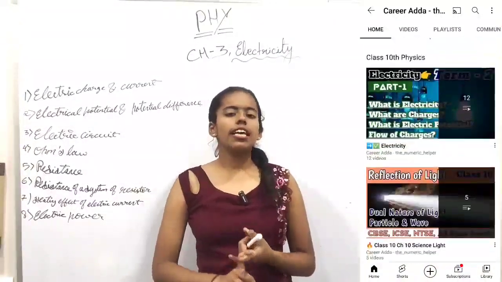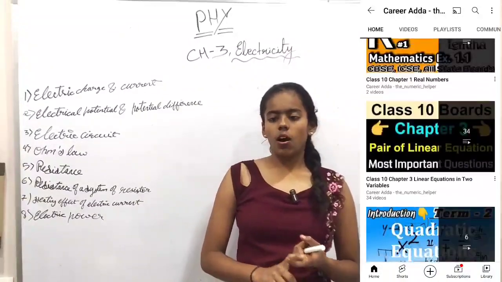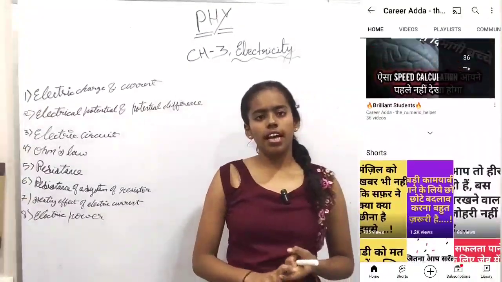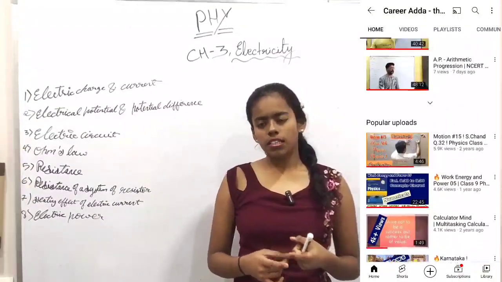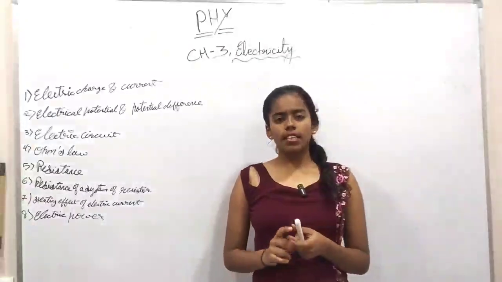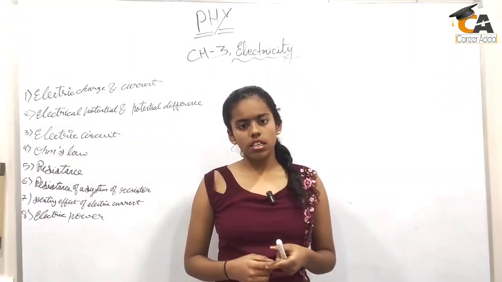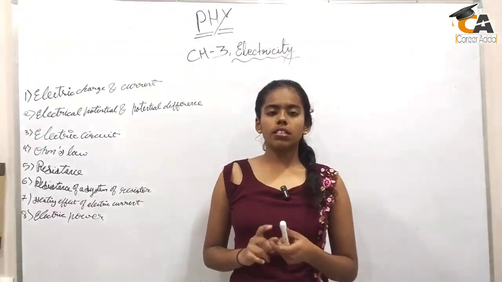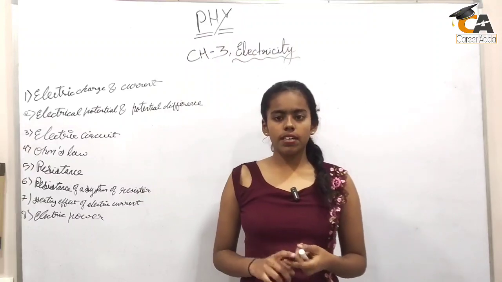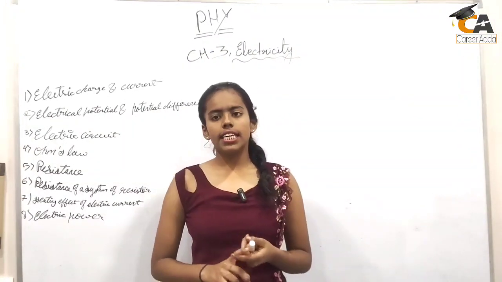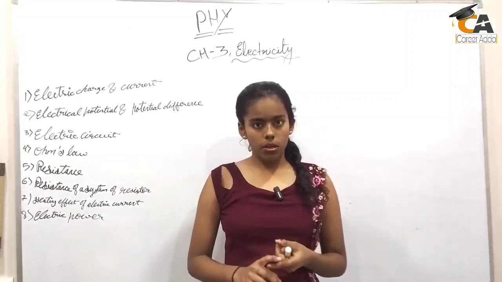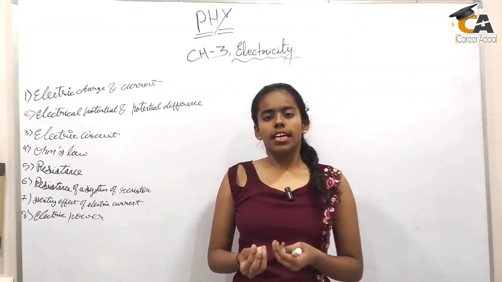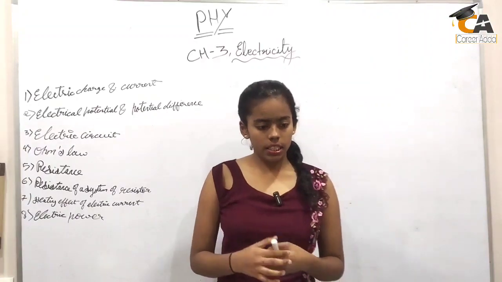What is electric charge? Electric charge is a physical entity of a body which is caused due to deficiency or excessive number of electrons. When there is an excessive number of electrons, it gains positive charge because it donates electrons, and when there is a lesser number of electrons, it gains negative charge because it gains electrons.